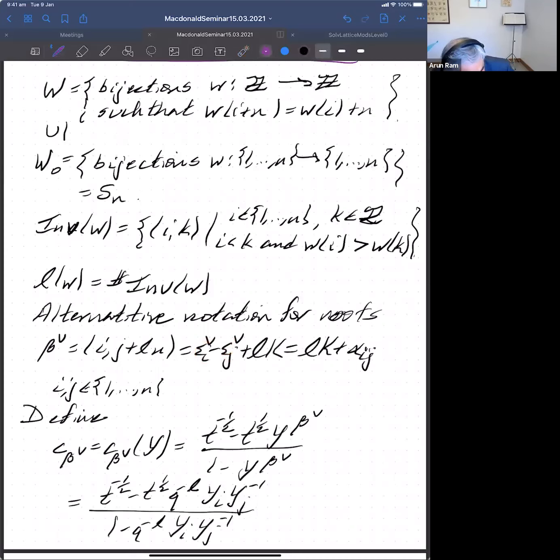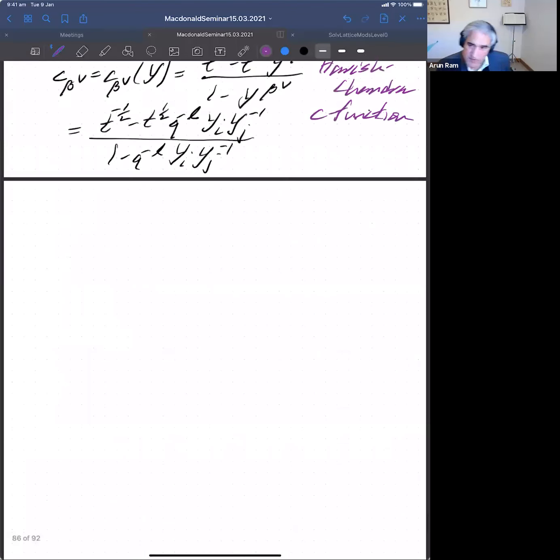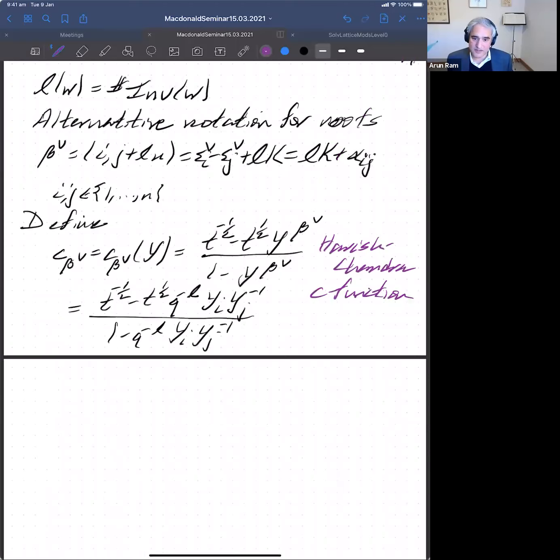All right, so this is called the Harish-Chandra C function, because it was discovered by Harish-Chandra in his work on representation theory in the 50s. Amazing. If you ever get a chance to read those early papers of Harish-Chandra, it's really just amazing how he put his fingers on this combinatorial structure. Okay, so this is what the C function is.